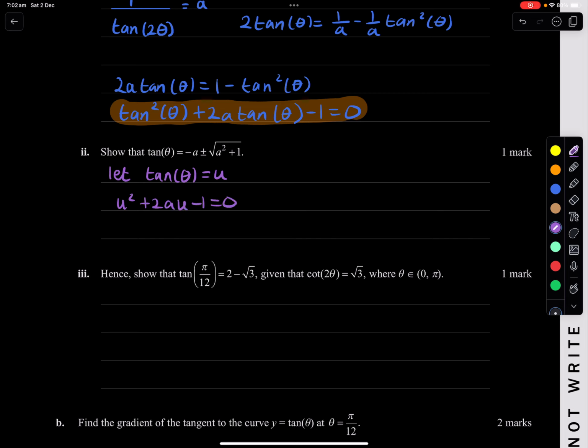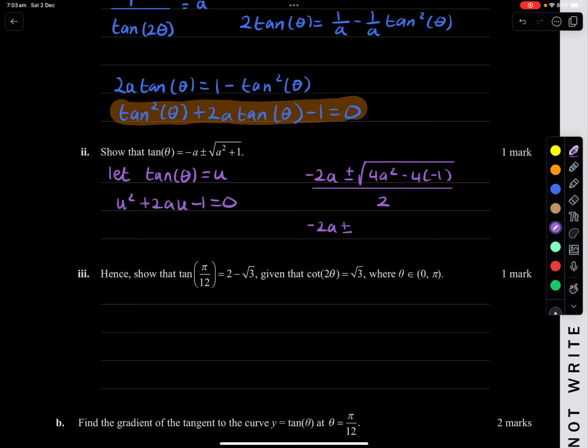So in terms of a, probably the best approach would be using the quadratic formula. So let's do that. It's going to be negative b, so negative 2a, plus or minus the square root of b squared, so 4a squared, minus 4, where a is 1 and c is negative 1, all over 2a, which is just 2.